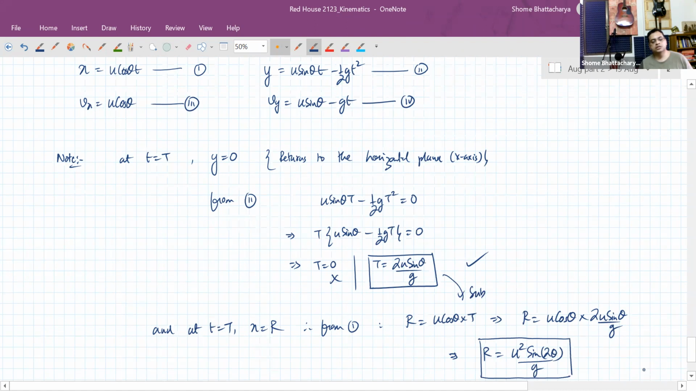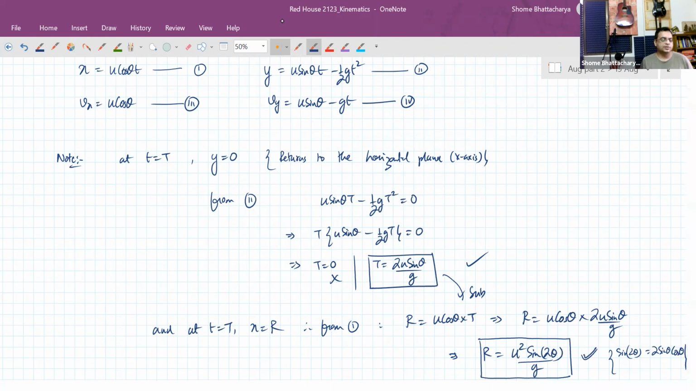Of course, here we are using the identity that sine 2 theta is 2 sine theta cos theta. So above, when you multiply, you can see you get u square into 2 sine theta cos theta. So we are making use of that identity. So this is the second of the three formulae.